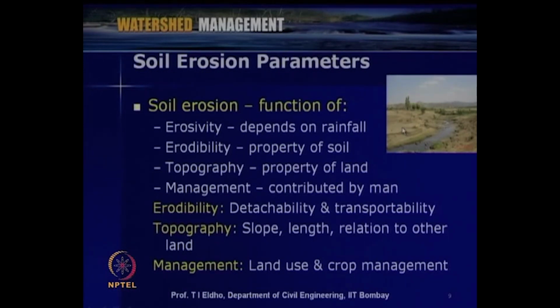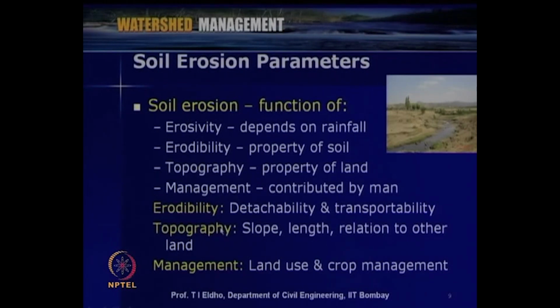So, how easily the soil grain will be detached from the land, and then that detached soil particle will be transported with the movement of the water from one location to another location. So, this erodibility depends upon the detachability and transportability. And then another function, topography, the topography of the land, like slope, length, relation to other areas. So, depending upon the topography, the soil erosion varies.